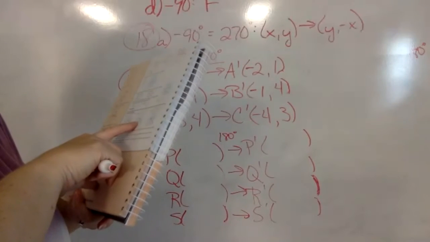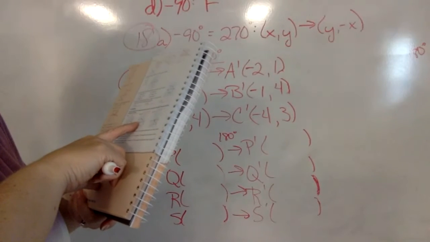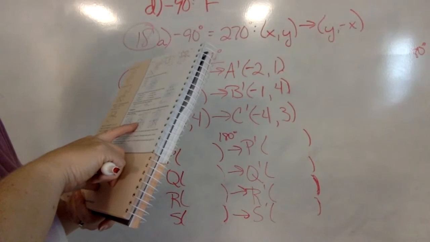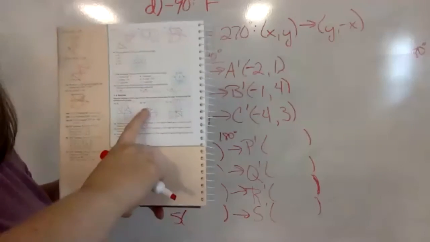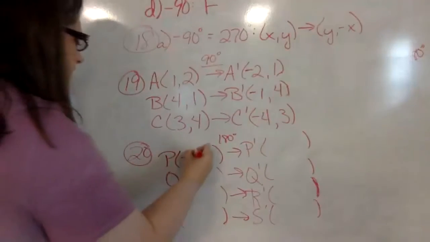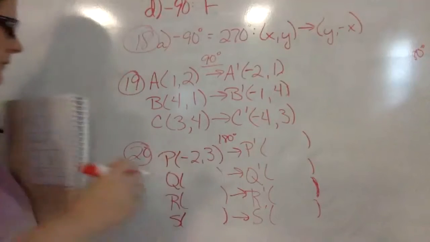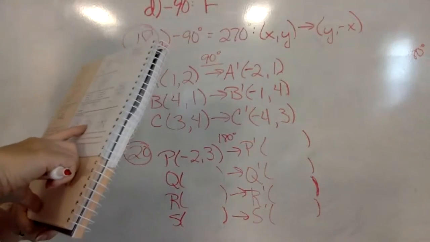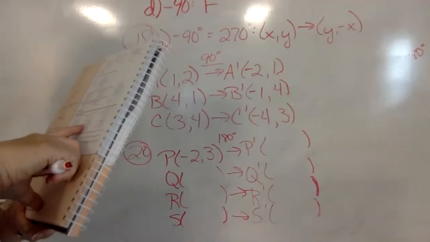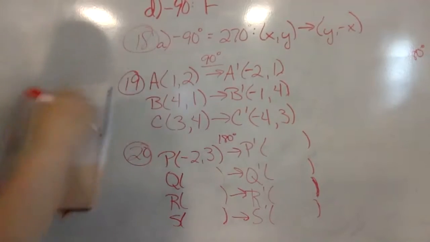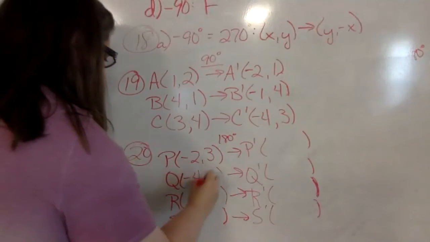So point P goes 2 units to the left, and then 3 units up to get to point P. So it's (-2, 3). Point Q is 1, 2, 3, 4 units to the left and 2 units up.